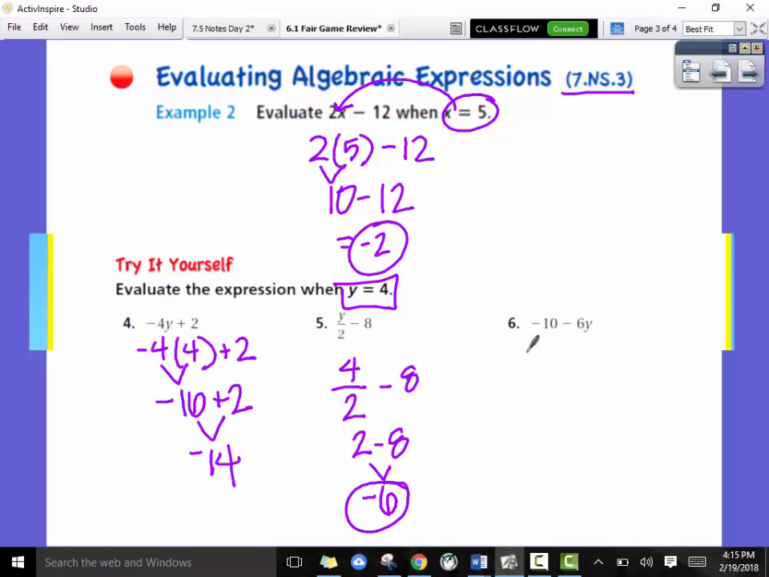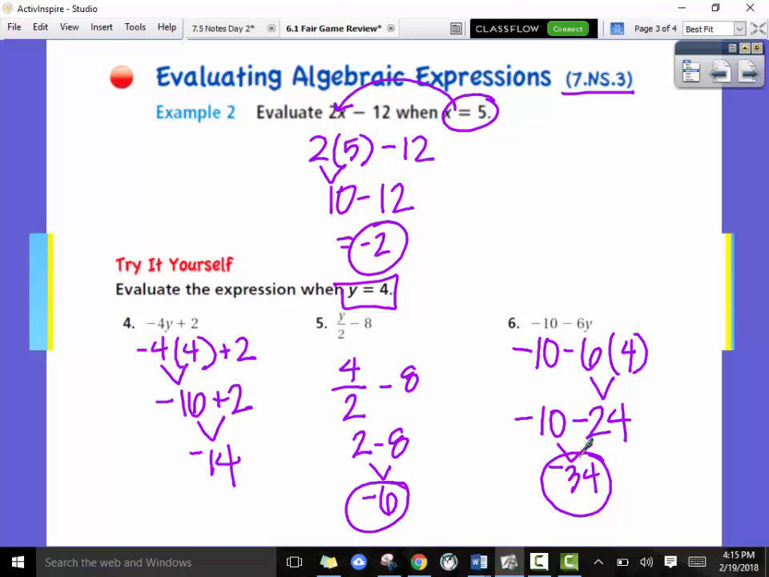And last one, negative 10 minus 6 times 4. Have to do order of operations. 6 times 4 is 24. So negative 10 minus 24 is negative 34.